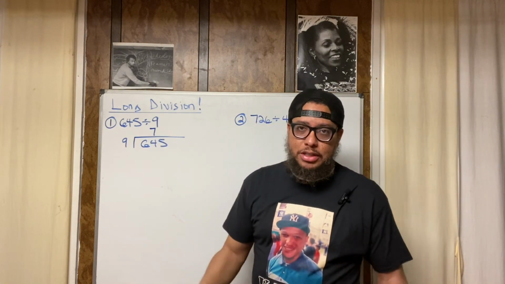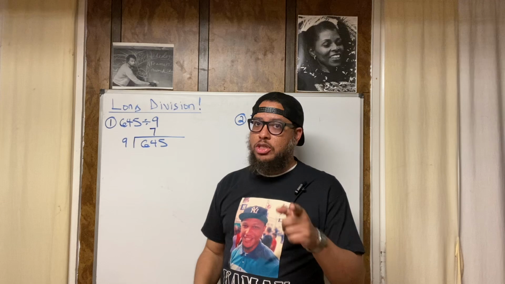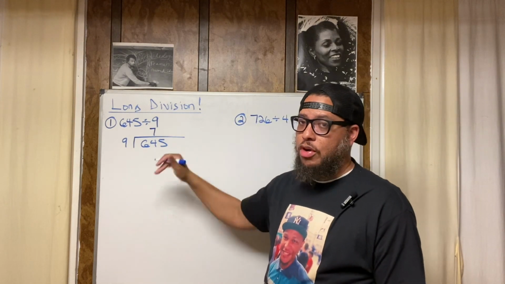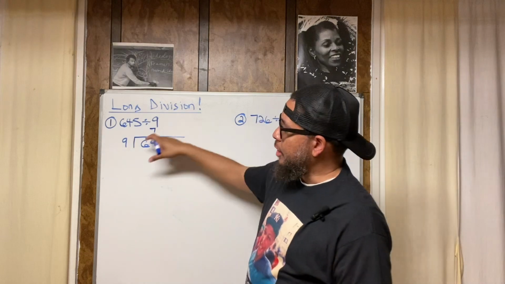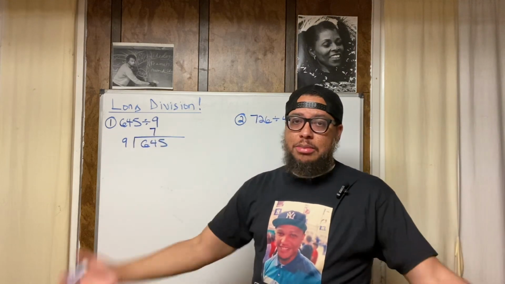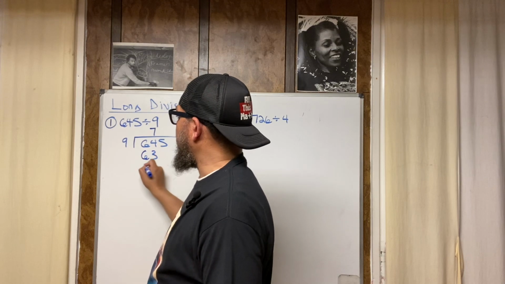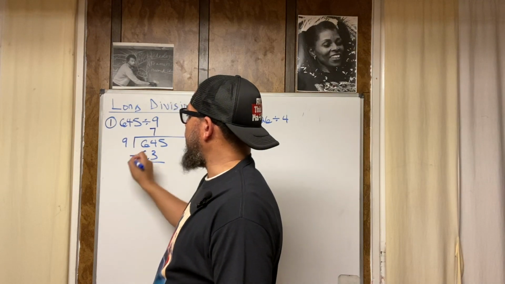Since 9 times 7 is 63. Again, make sure you have your multiplication facts memorized by heart. That makes this a lot easier and a lot more fun. It's more fun when you know your multiplication facts. Then you do 9 times 7. 9 times 7 is 63. So you write the 63 down underneath the 64. Then you draw your line. Then you put a minus sign.